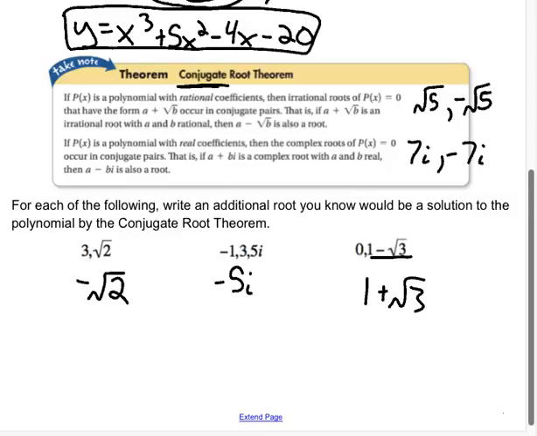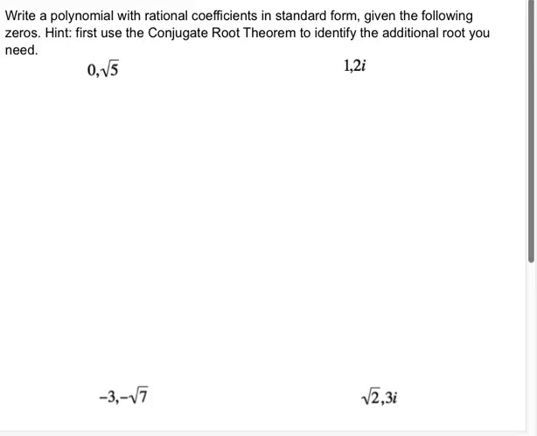So that's what we're looking at. We're looking at, can you identify what additional root you need, and then can you actually just do the same thing as you did yesterday? All right, so let's take a look at that. So write a polynomial with rational coefficients in standard form, given the following zeros. Your hint, first use the conjugate root theorem to identify the additional root that you need.